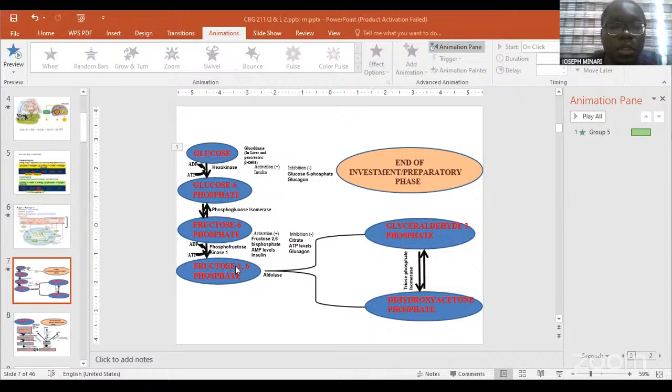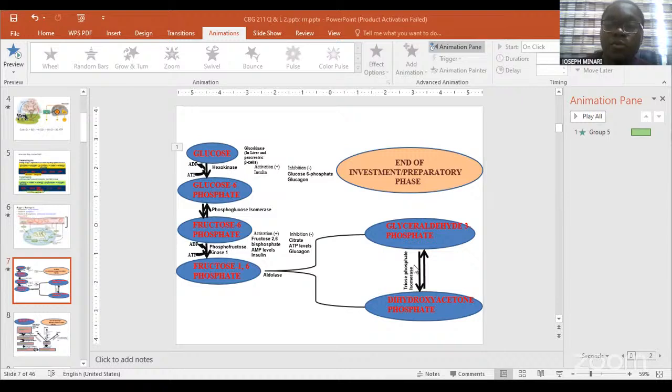So fructose 1,6-bisphosphate is converted to glyceraldehyde 3-phosphate and dihydroxyacetone phosphate. This interconversion is catalyzed by triose phosphate isomerase. This can be converted to this, and this can be converted to this. At the end of this reaction, the first phase of glycolysis is concluded, referred to as the end of the investment or preparatory phase.